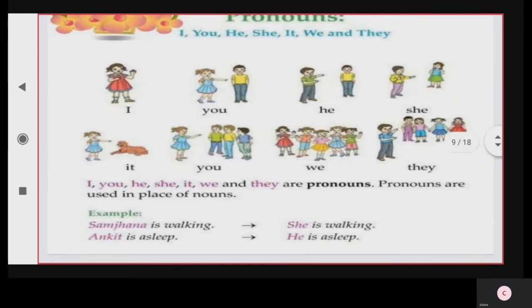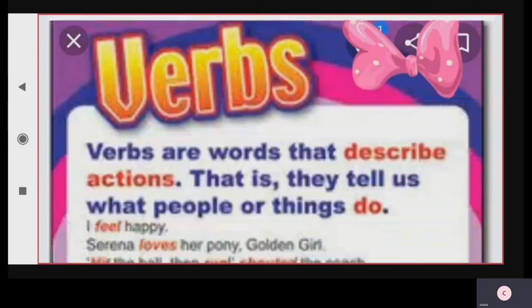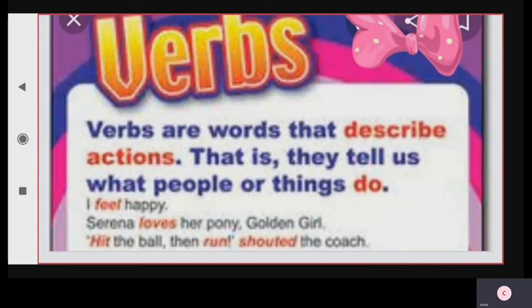Next, verbs. Verbs are words that describe actions. That is, they tell us what people or things do. In short, verbs are called action words. Example: I feel happy. Sharina loves a pony, golden girl. Hit the ball, then run, shouted the coach. The words which are in red are action words, so they are called verbs.